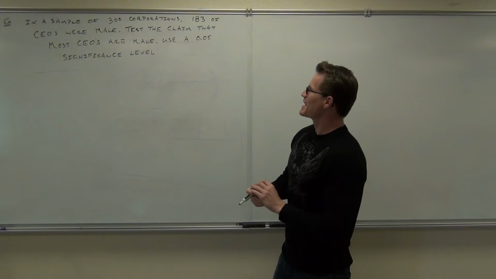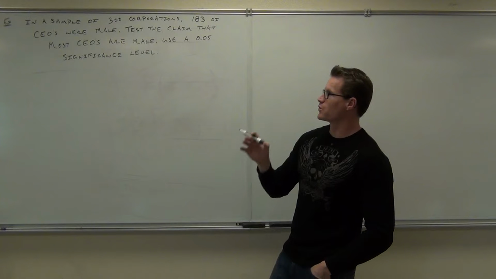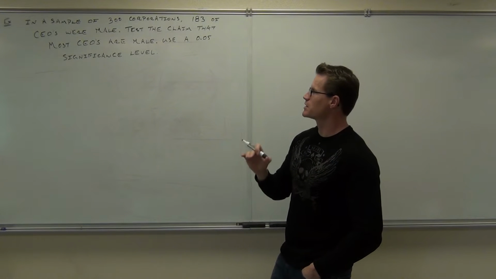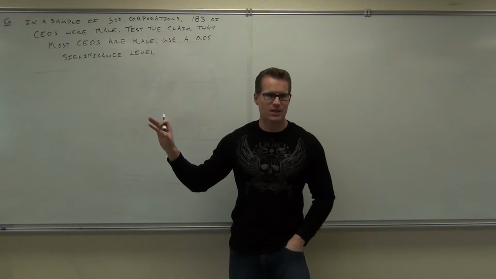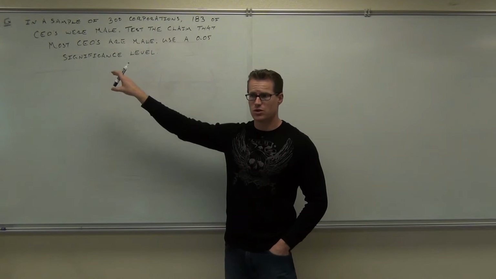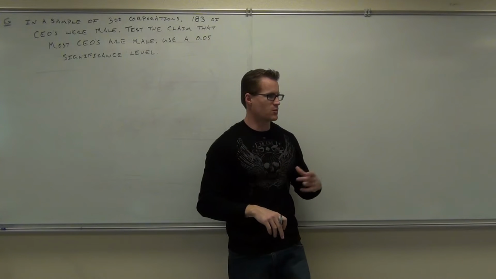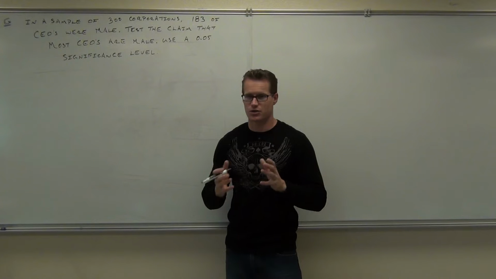So, in a sample of 300 corporations, 183 of the CEOs were male. Test the claim that most CEOs are male, use a 0.05 significance level. That's all you're going to be given on your test, right there. I'm going to tell you next to either use traditional method or use p-value method. That's all you're given. So you really need to know what to do on this on your own.